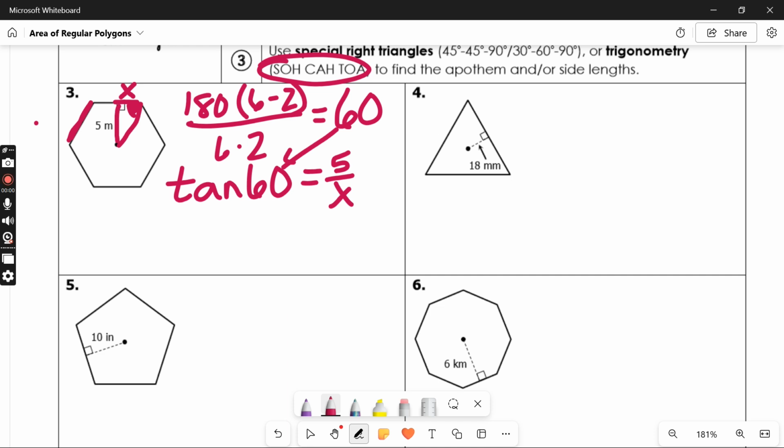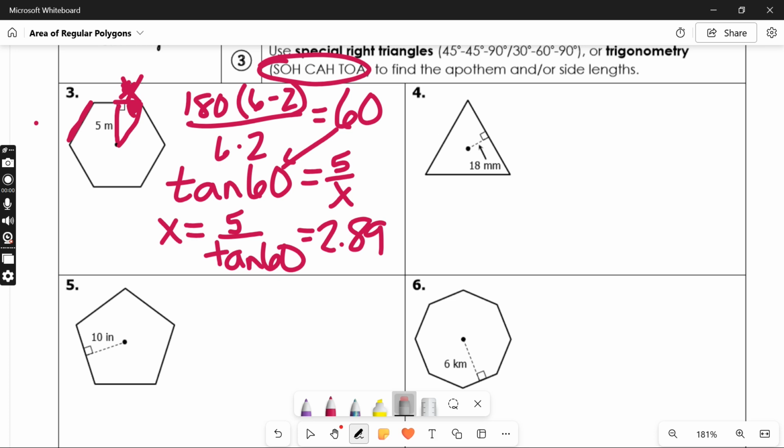Okay, so remember when x is on bottom, that means we're dividing. So in order to find x, I'm going to say x is 5 divided by tangent of 60. And I'm writing really large, so I'm going to run out of space. Okay, so my x value is 2.89. Please make sure your calculator's in degree mode. Please, please, please.